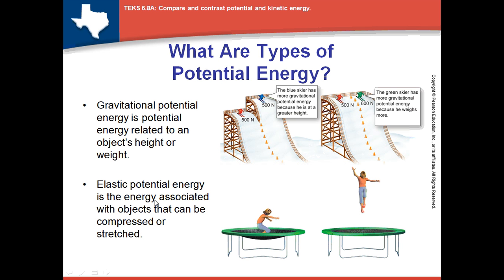Elastic potential energy is the energy associated with objects that can be compressed or stretched. The example here is a trampoline. Another example would be a stretched rubber band. When you stretch it out, but you don't let it go yet, that is elastic potential energy.